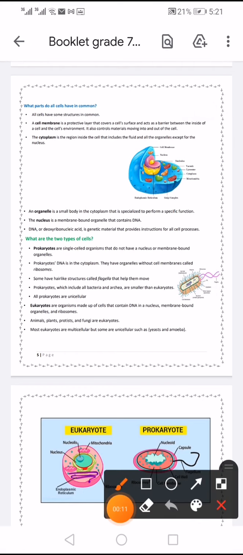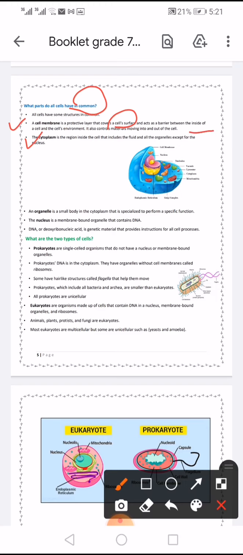Today we are going to talk about what parts all cells have in common. All cells have some structures in common, which are the cell membrane and the cytoplasm. What is meant by cell membrane? The cell membrane is a protective layer that covers the cell surface and acts as a barrier between the inside of the cell and the cell environment.